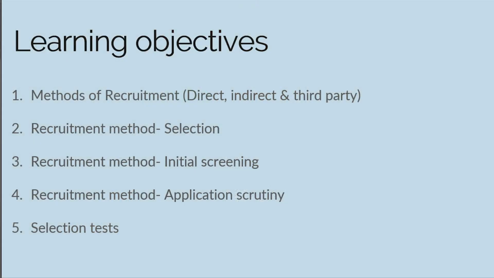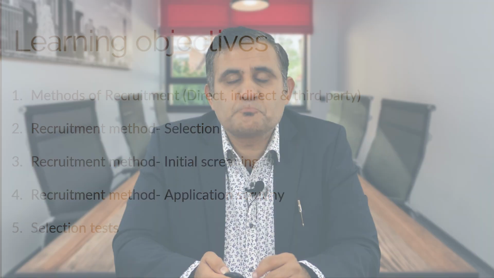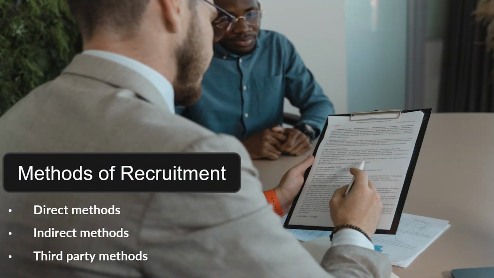Let's move on and look at the learning objectives for the day. First, we're looking at different methods of recruitment, which are direct, indirect and third party. We will also look at selection, initial screening, and application scrutiny: how do we segregate applications when so many people apply. Lastly, we'll look at selection tests. That means, how do we select? What are different tests used for selecting a candidate? As I said, there are three methods: direct, indirect and third party.